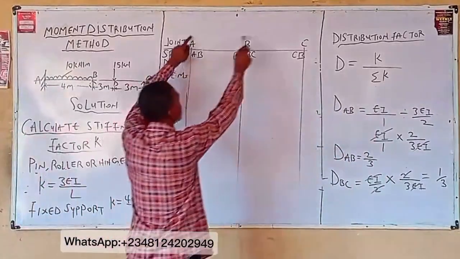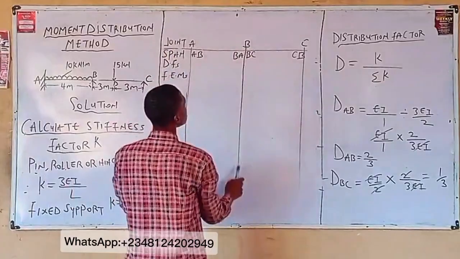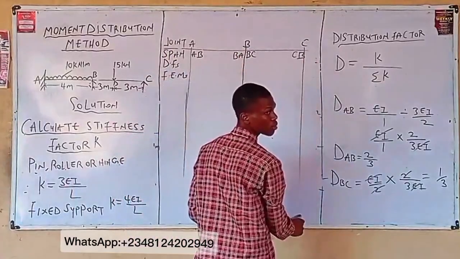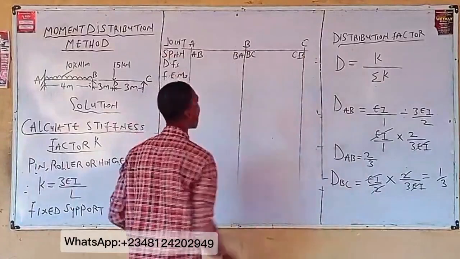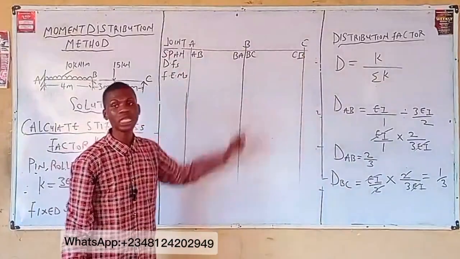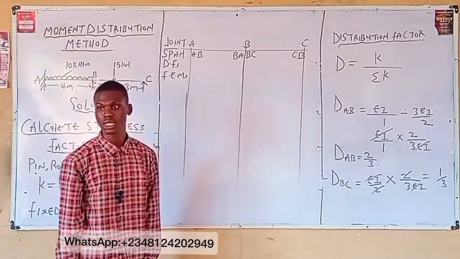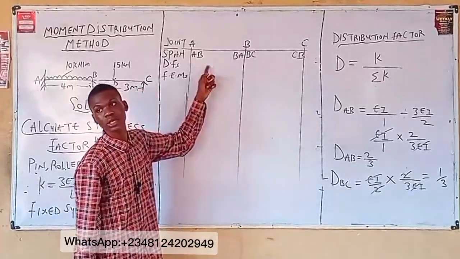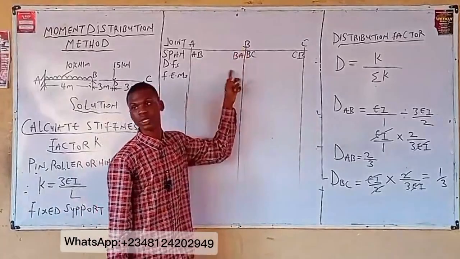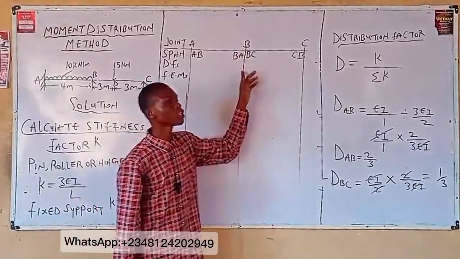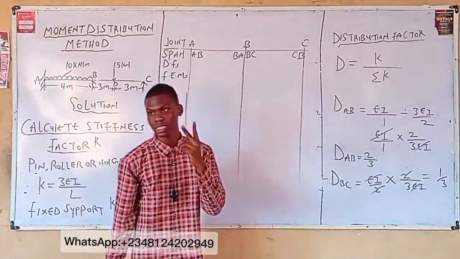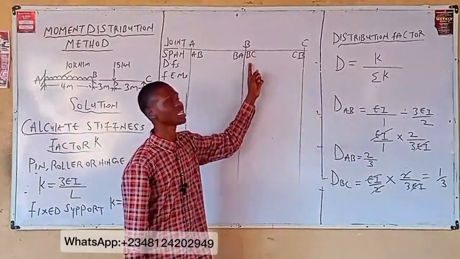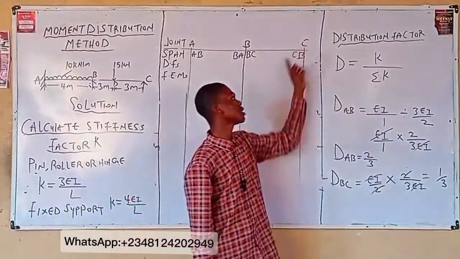This is AB, and this is what? BC. Right? For AB, I have two joints. And what are these joints? A and B. So we are denoting A as AB, and we are denoting B as what? BA. Similarly, for span BC, I have two joints, right? I'm denoting B as BC, and I'm denoting C as what? CB.